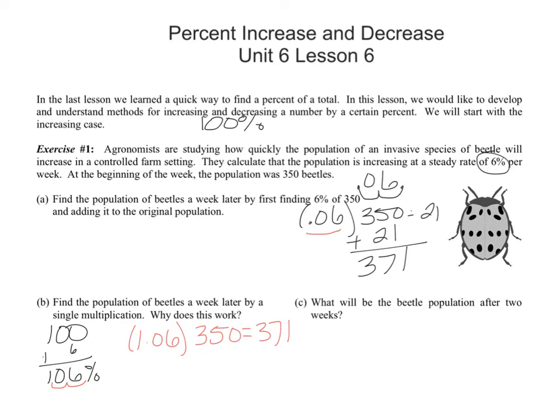Now it says, what will the beetle population after 2 weeks be? Well, I'm still increasing by that 6%, so it's still going to give me 1.06. That's still my percentage that I'm increasing by, but now I'm going to use my total that I just found times 371. And that's going to give me 393.